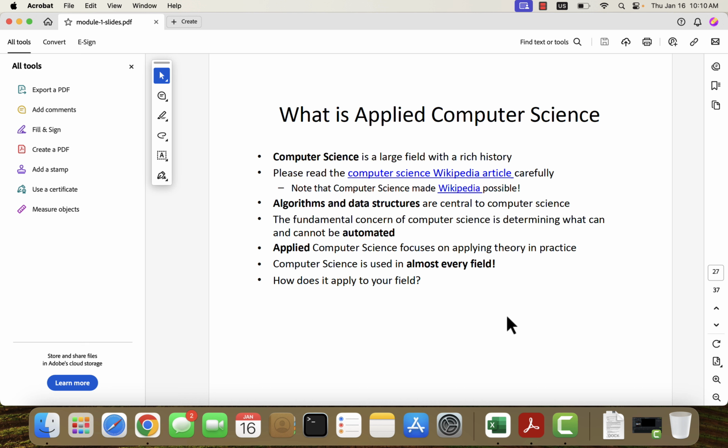So the goal is not necessarily to create new things, new concepts, new algorithms, new ideas. It's to identify what is out there that can be used to resolve a problem, for example, right? One thing that you must keep in mind and must be asking yourself during the entire course is how does it apply to your field? How does computer science, and applied computer science obviously, apply, because we're talking about how to apply in your field. So we're talking about applied computer science.